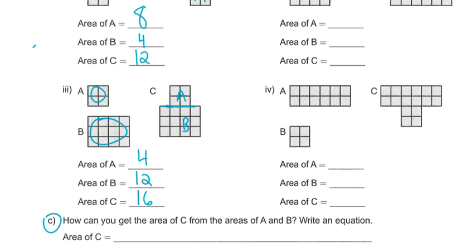So the one down here says, how can you get the area of C from the areas of A and B? Well, I can go A plus B as far as the areas are concerned. So the area of A plus the area of B equals the area of C.